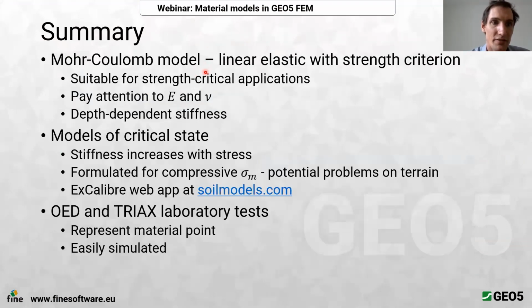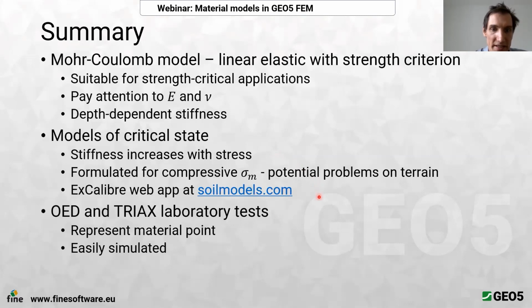So we have talked about a Mohr-Coulomb model, which is suitable for strength critical applications. But you have to pay attention to either Poisson ratio or Young's modulus in terms of stiffness, because the stiffness is linear, and as we saw, stiffness of real soil is not linear. Another possibility is to use models of critical state that cover this behavior, the dilatation and compression of the soil, as we saw.